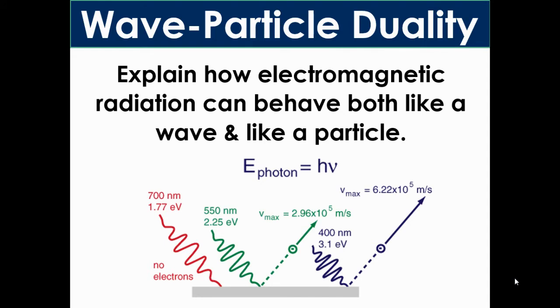So another question for you. How can electromagnetic radiation behave both like a wave and like a particle? Now, there are 2 bits of evidence for particle and 4 or 5 bits of evidence for a wave. So what you need to do is make a table in your notes with 2 columns: evidence for wave-like nature of light, and evidence for particle-like nature of light. And then you should fill out those columns with the different pieces of evidence. So pause the video now and spend 2 or 3 minutes filling out that table.